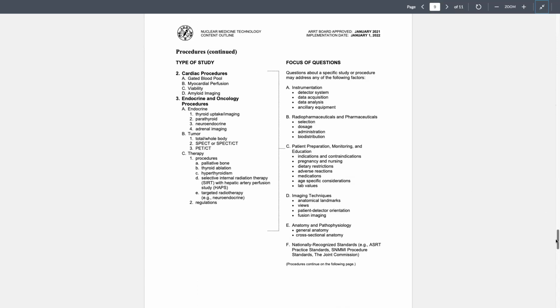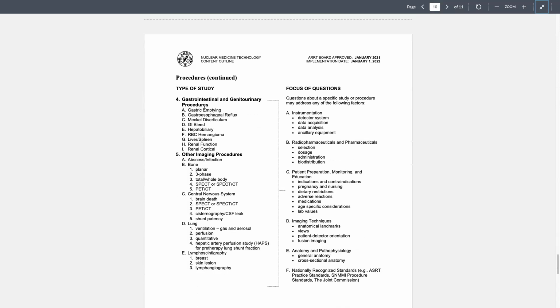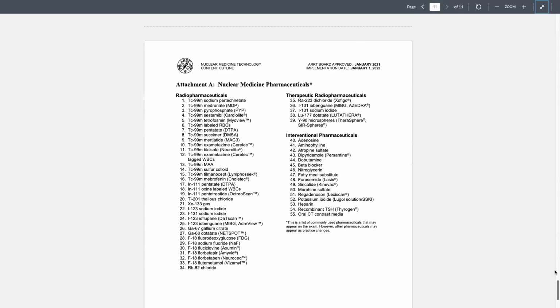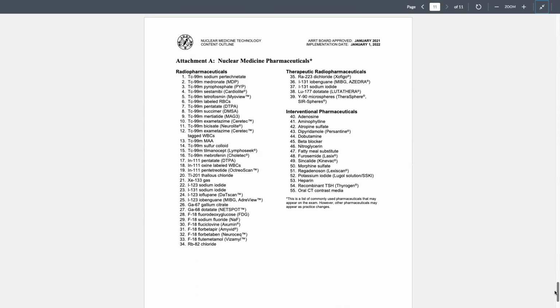If you go down, it starts with the cardiac, then it does endocrine. And as it gets down here, you've got GI. So you've got your gastric emptying, your HIDA, your GI bleed, your Meckel's, your GI reflux study, renals. There's your renals. Bone. Here's your bone scans, your infection scans, CNS, lung. So all of that stuff here's your focus of your questions. Okay. And then it lists all the common radiopharmaceuticals used in nuclear medicine, which is really cool. So obviously you need to know these radiopharmaceuticals, right? We need to know what we use to do all these procedures.